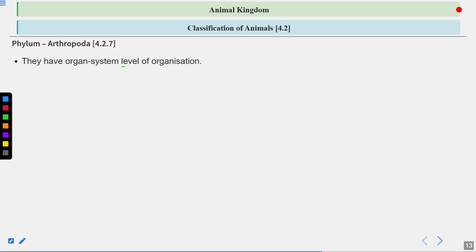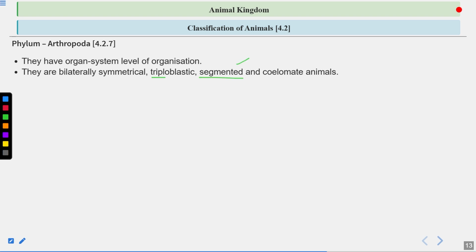They have organ system level of organization. So they are well developed. They have a well developed digestive system, nervous system, circulatory system, right? In that way, they have well developed organ system level of organization. They are bilaterally symmetrical. The body can be divided into left and right halves. Triploblastic. I'm not going to explain triploblastic, as we have discussed it many times. Triploblastic: 3 germ layers, ectoderm, mesoderm and endoderm.